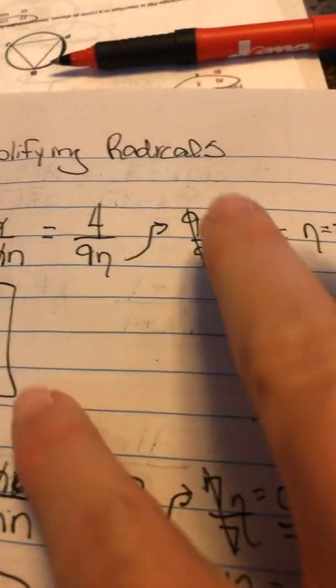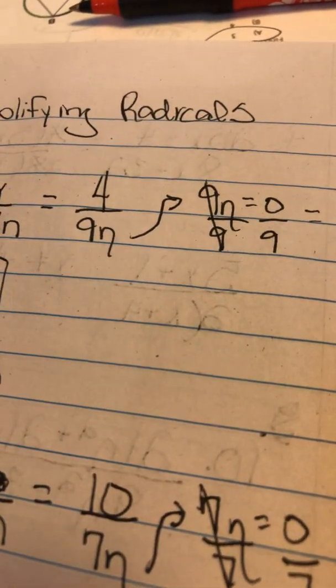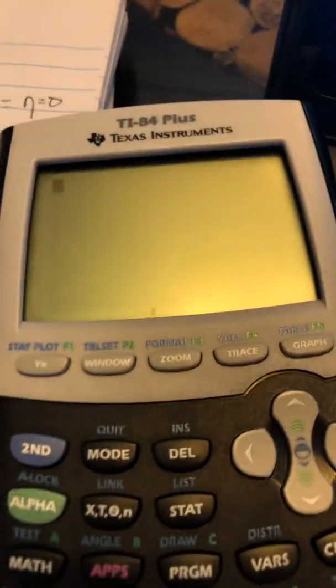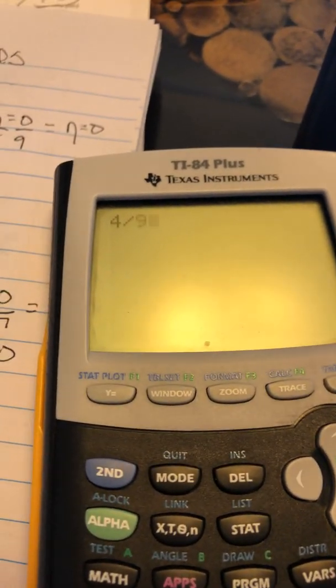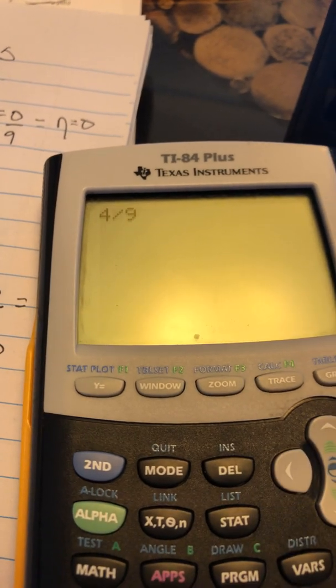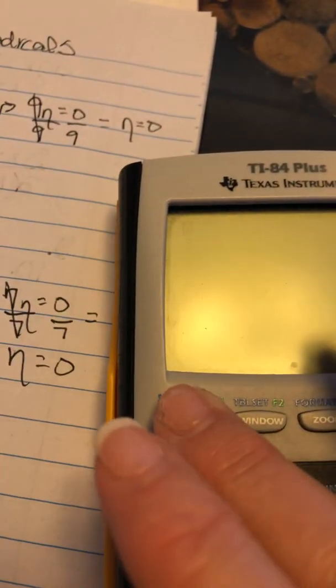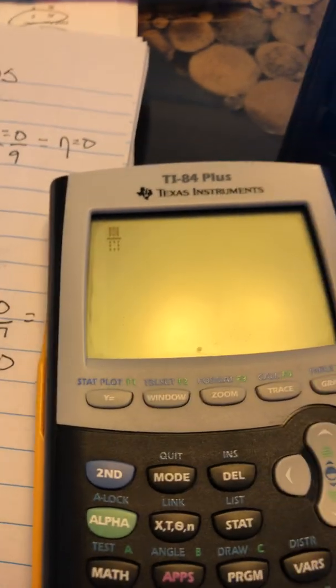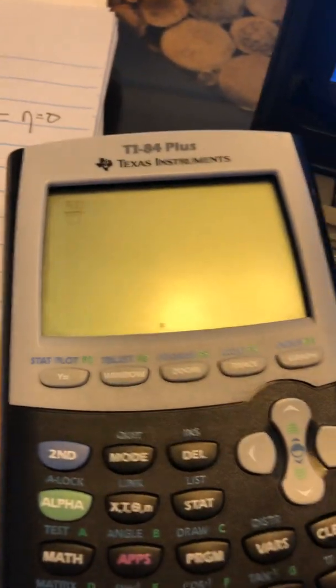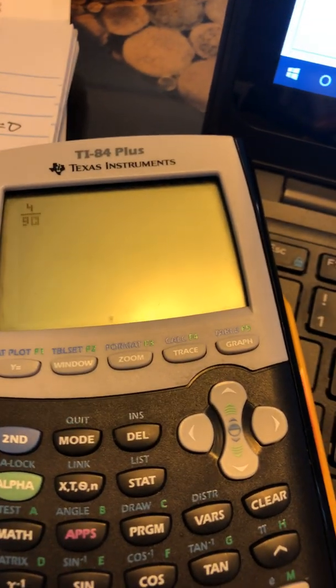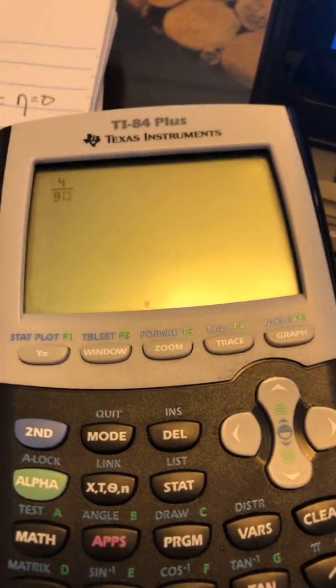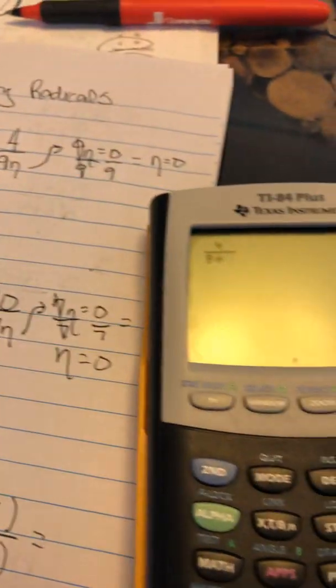So in other words, let's just say we see here I solved for n and it equals 0. So let's see what happens when I make n equal 0. If we look at my calculator here, I'm going to put in 4 and then divided by 9. Actually, let's do it as a fraction. Alpha y equals 1. And then in our numerator, we're going to put our 4, and then in the denominator, we're going to put 9, and instead of putting in an x, I'm going to put in times 0.